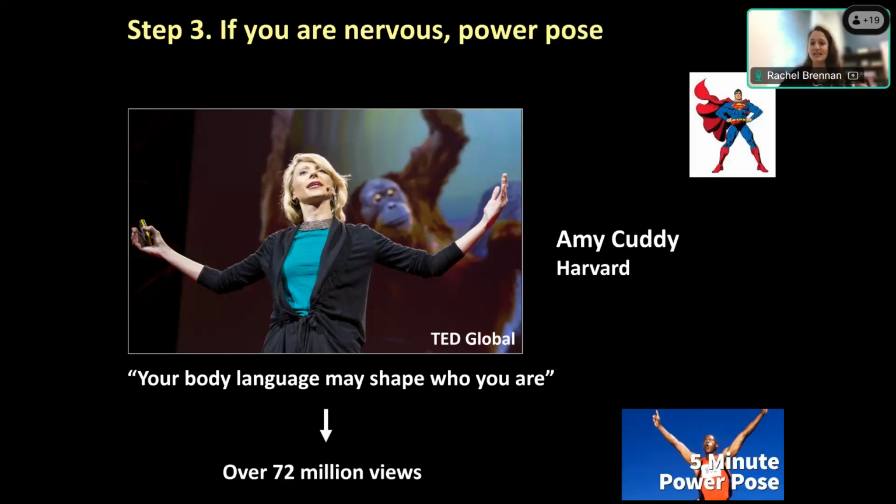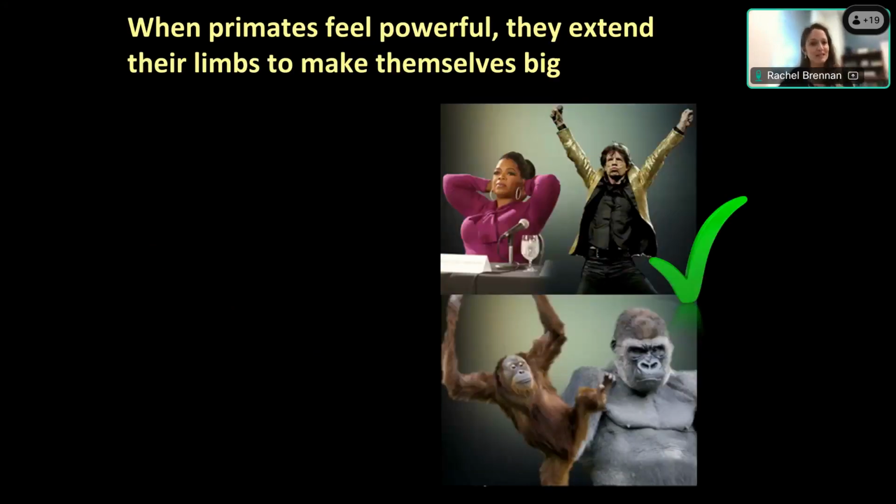But she's talking about taking these powerful positions like the Wonder Woman or the Superman pose, or if you've ever noticed when athletes are victorious, they express themselves and make their bodies big. And this is something we see in primates. When they feel powerful, they extend their arms and their legs.